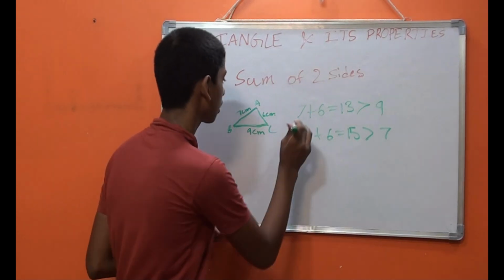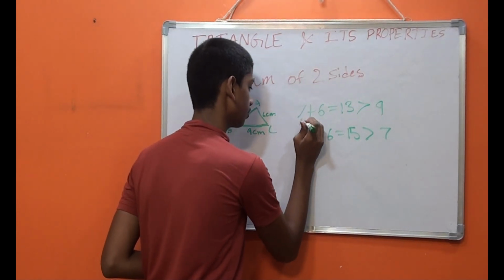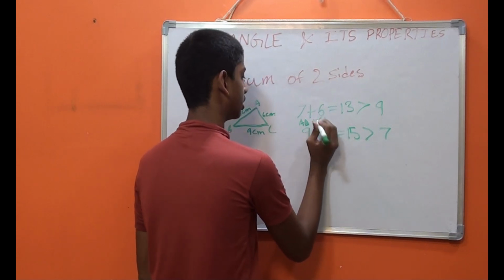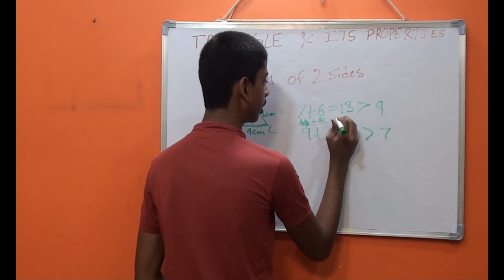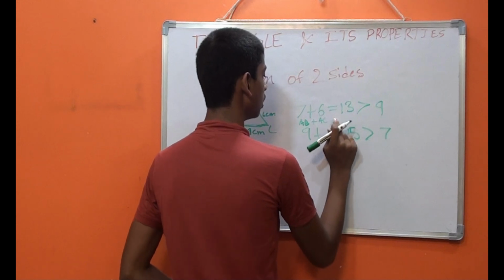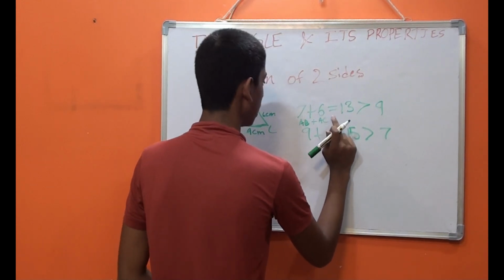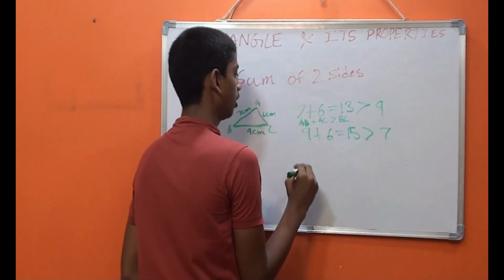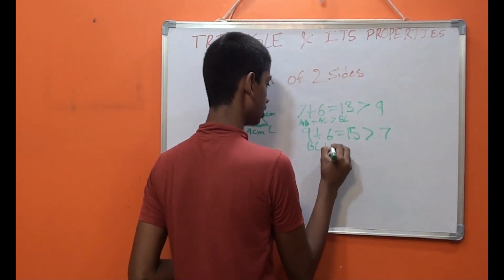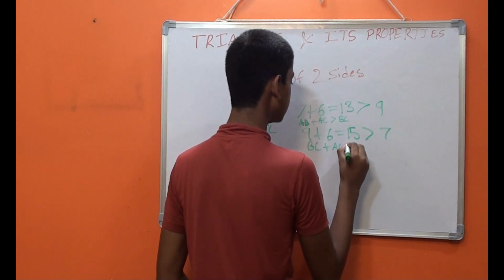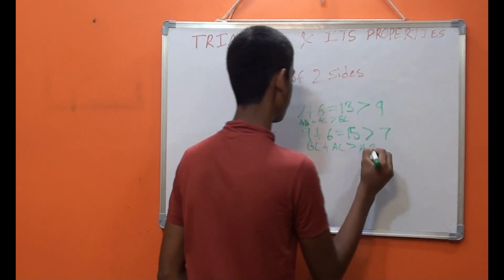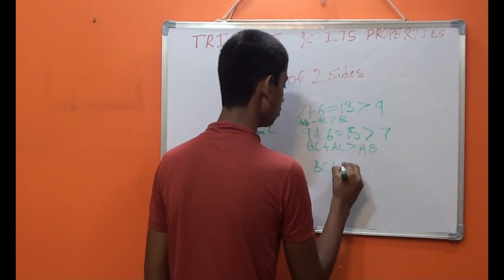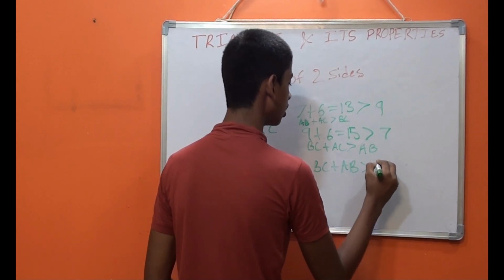Now here 7 means AB, 6 means AC. AB plus AC equals, AC plus AB is greater than BC. Then BC plus AC is also greater than AB. Then BC plus AB is also greater than AC.